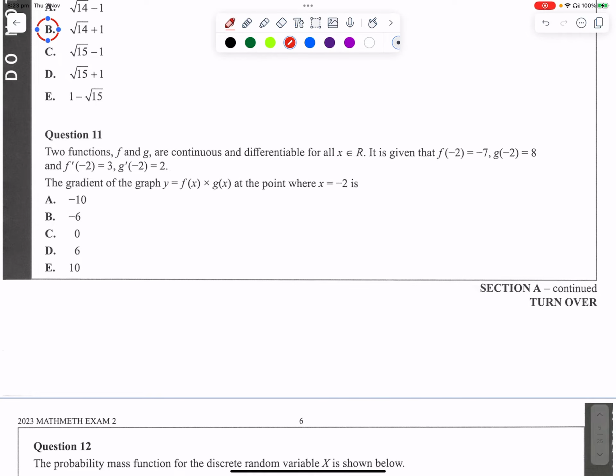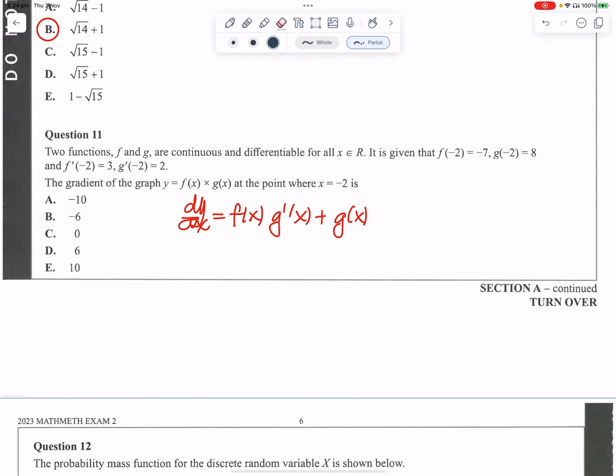Okay, two functions f and g, continuous differentiables. f of negative 2 is that, g of negative 2 is that, f dash of negative 2 is 3, g dash of negative 2 is 2. The gradient of that graph. So how do we derive that function? We know dy dx. Leave that alone, derive the second one, leave the second one alone and derive the first one. And we want it at -2.